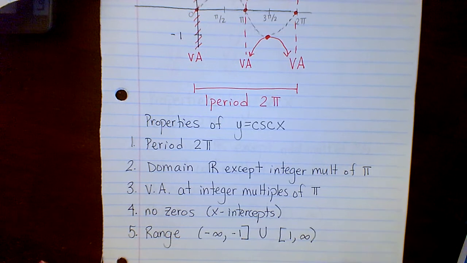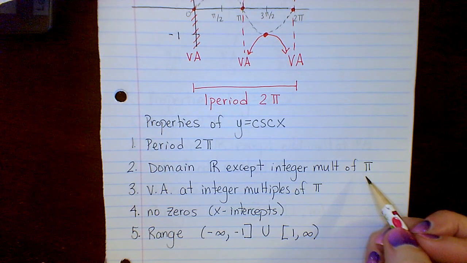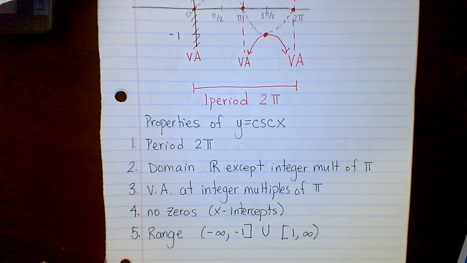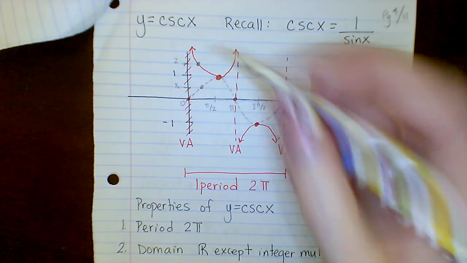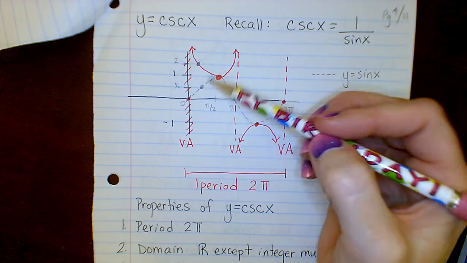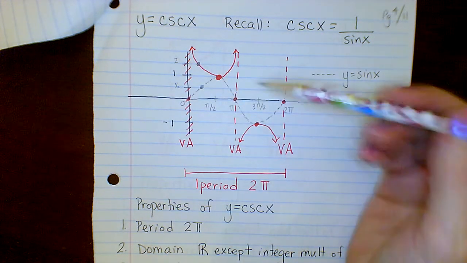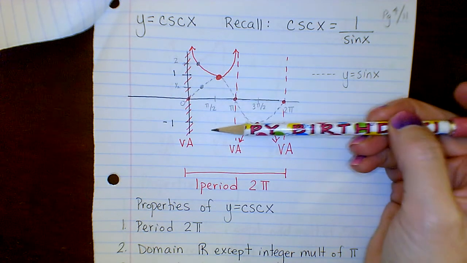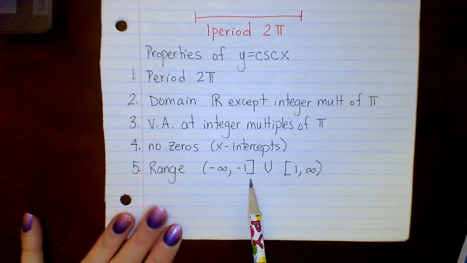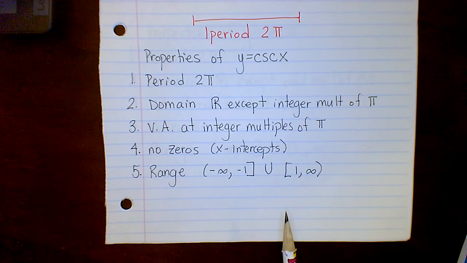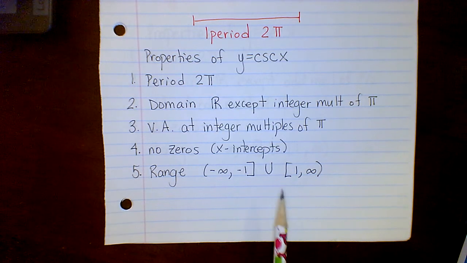The domain is all real numbers except where we have those vertical asymptotes, and those occur at 0, pi, 2 pi, 3 pi, so we get the integer multiples of pi. There are no x-intercepts for this graph. And the range is a little bit weird. If you look at this red graph, the range seems to be everything from 1 up and everything from -1 down. There's nothing in between -1 and 1, so that region is empty as far as the graph goes. So my range ends up being two pieces. Remember, if you have two different intervals, you connect them using that little union symbol.